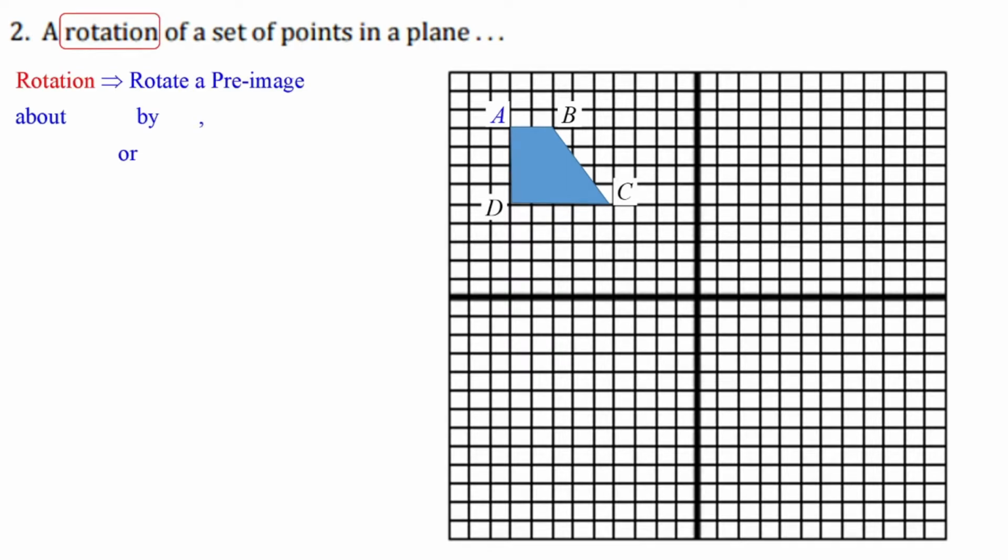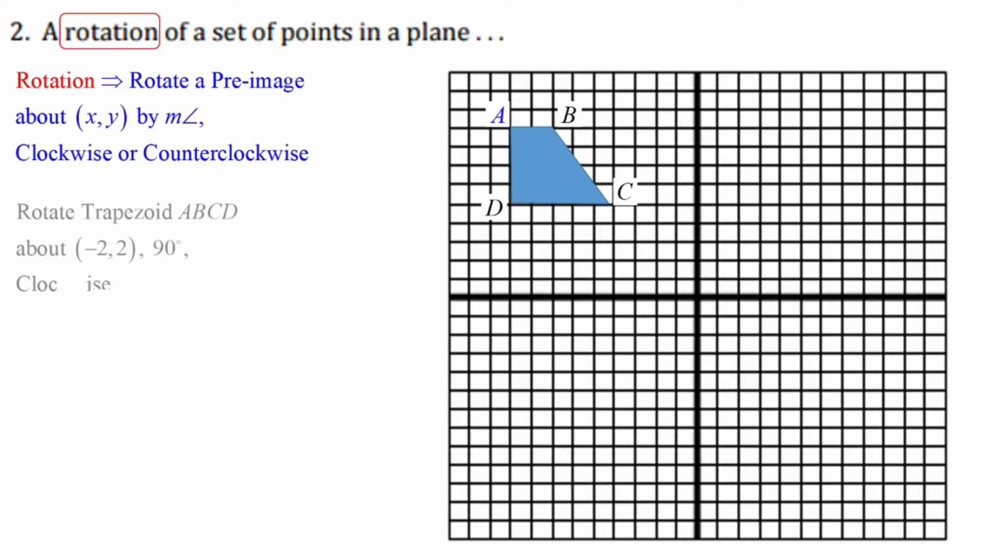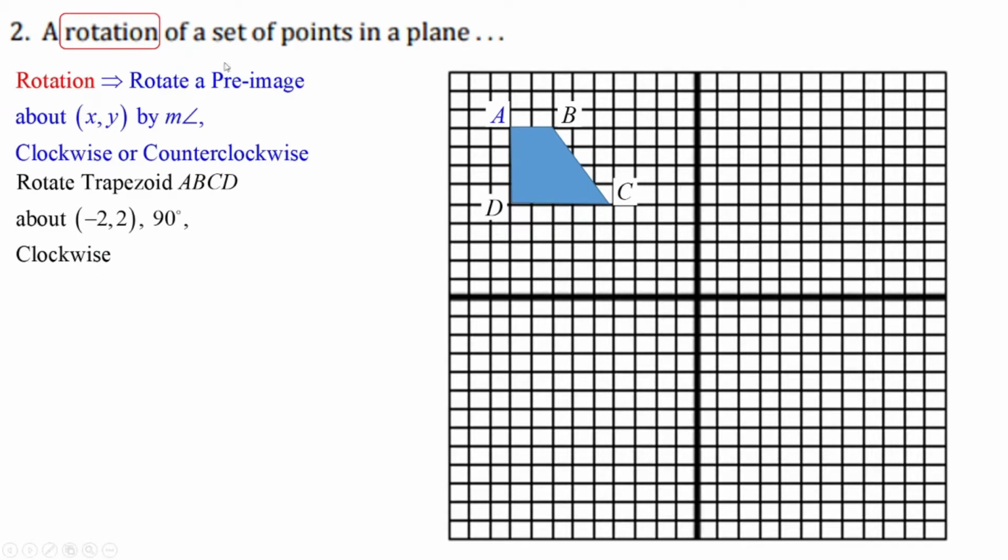So, let's see. Rotation implies rotate a preimage about a point (x, y) by some angle measure, the measure of an angle. That's what that means. And we can rotate either clockwise or counterclockwise. All right, so let's see what they want us to do with this pentagon right here. Okay. By the way, that is a trapezoid because it has two parallel sides, all right?